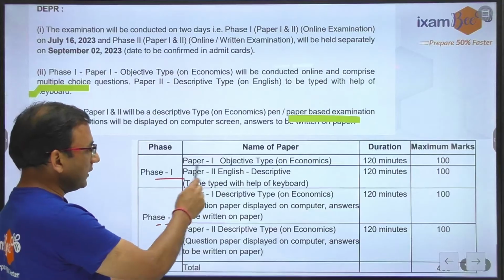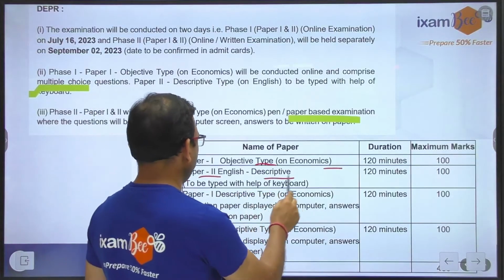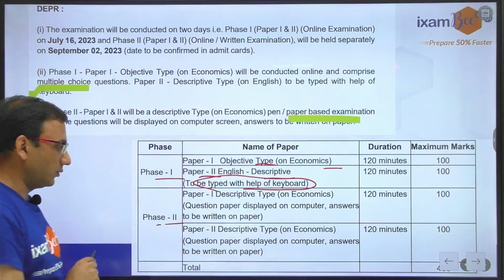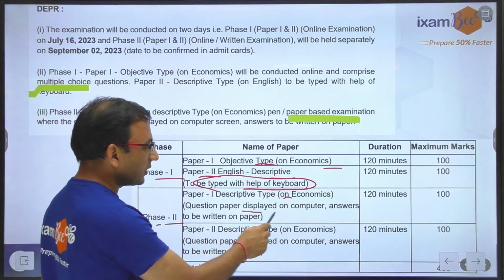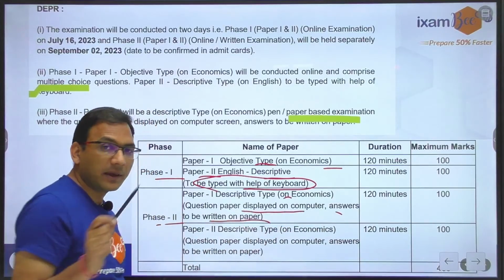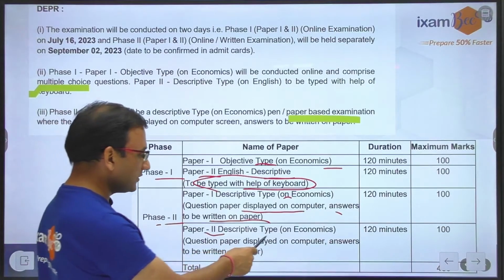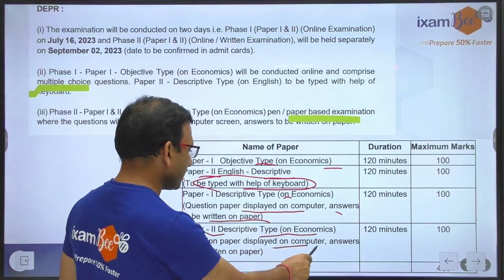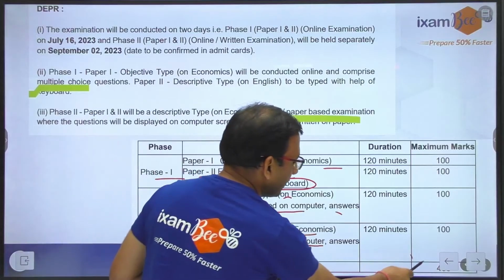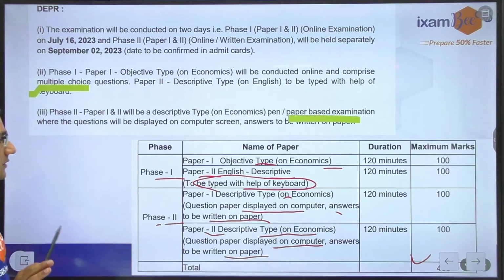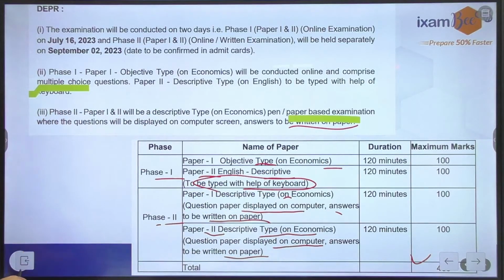So paper 1 in phase 1 is objective economics and paper 2 is descriptive. You have to type with the help of a keyboard. Phase 2 exam here is descriptive on economics. The question paper will come on computer and answers will be written on paper. So here you have to write with a pen. And phase 2 paper 2 is descriptive type on economics. The question paper will be on computer, answers will be written on paper. Total 400 marks is the exam here. This is clearly written that you have to write here on paper.